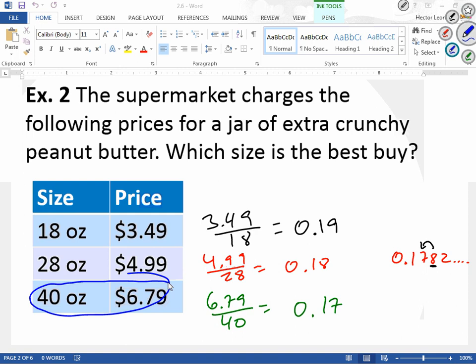If I had put the dollar at the bottom, it's how much do I get per dollar? I was looking for the bigger number then, because then that will give me the bigger amount of ounces. I explain a little more of this in class, but let's move on now.